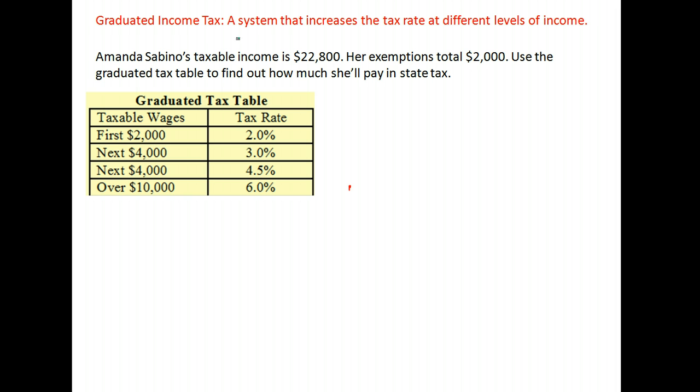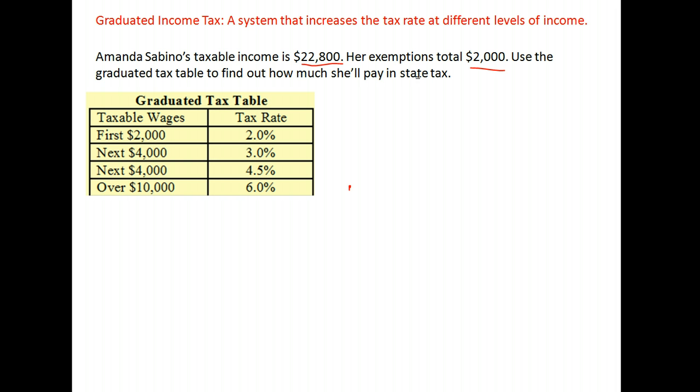Like it says up here, graduated income tax is a system that increases the tax rate at different levels of income. So it's based on what you make. Amanda Sabino's income is $22,800. Her exemptions are $2,000. Use the graduated table to find out how much she'll pay in state tax.